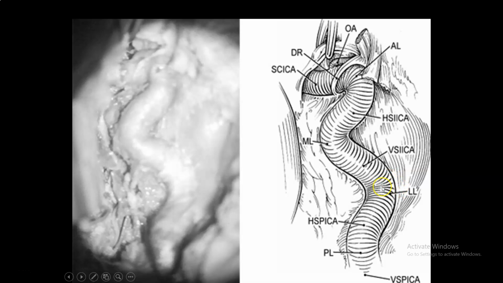Our concern now is about this piece, which is the paraclival, this piece, which is lateral to the sella from below, and this piece medial to the optic carotid recess, medial to the anterior clinoid, which is the clinoidal artery. And of course the intracranial, we don't see it.